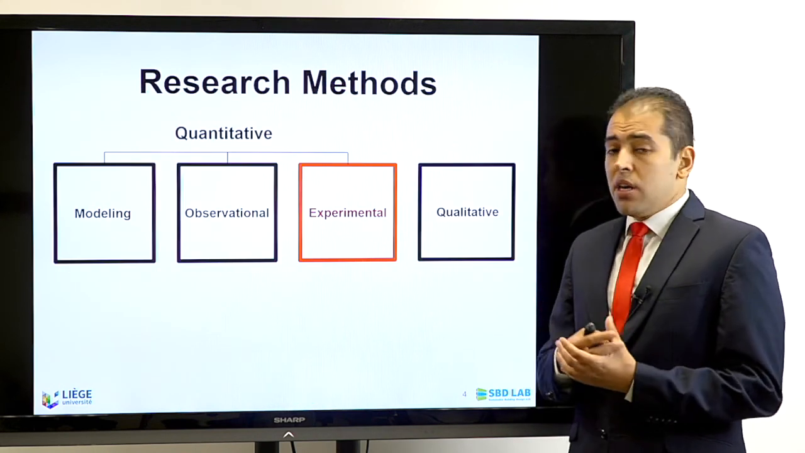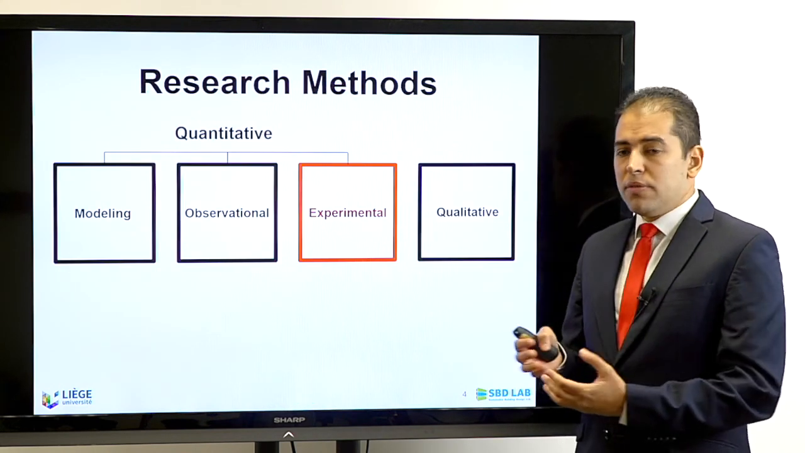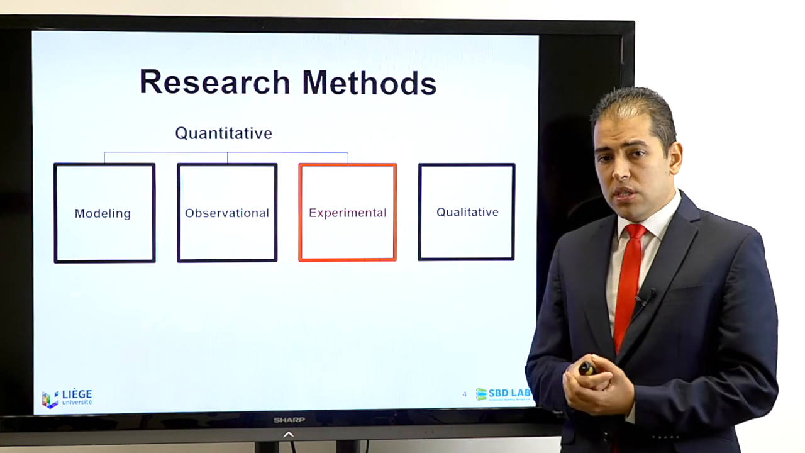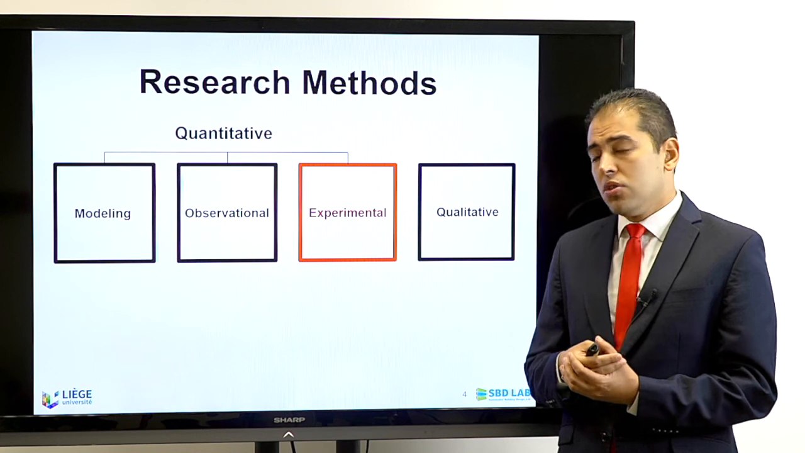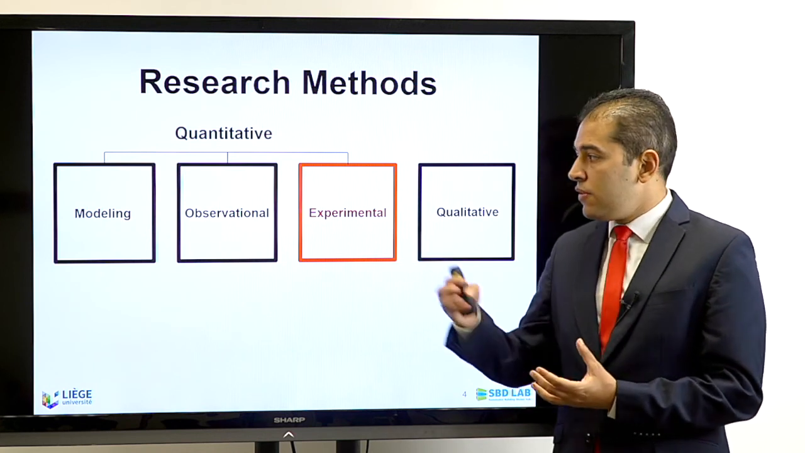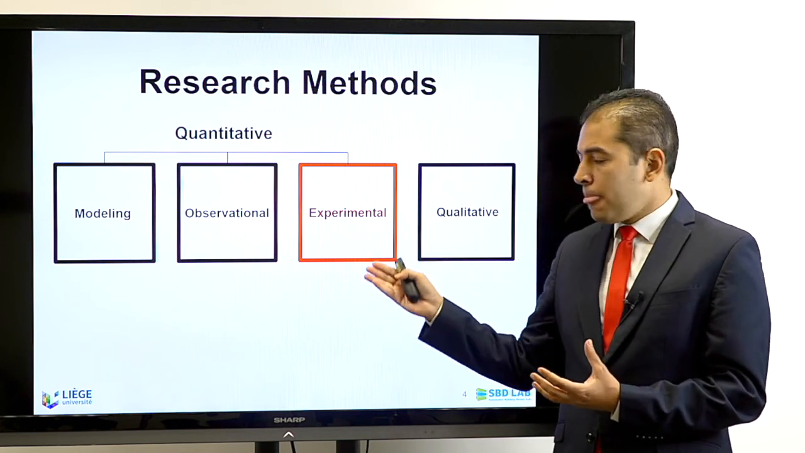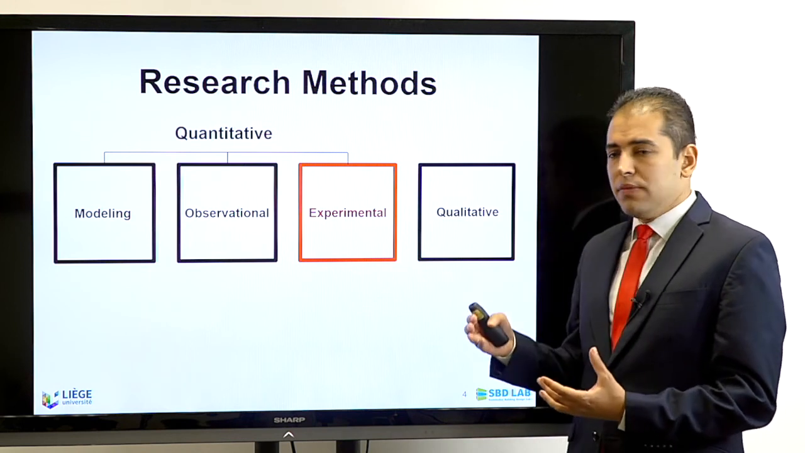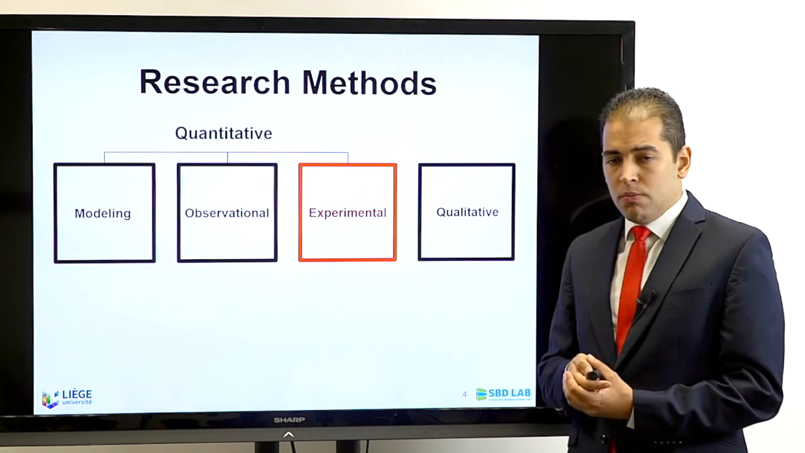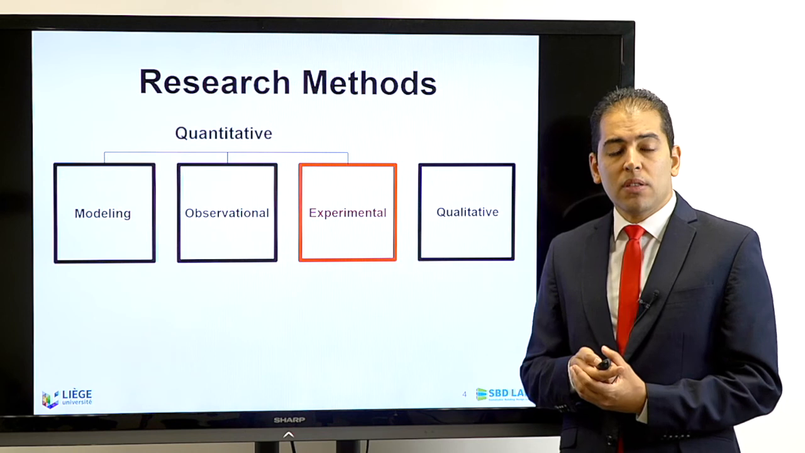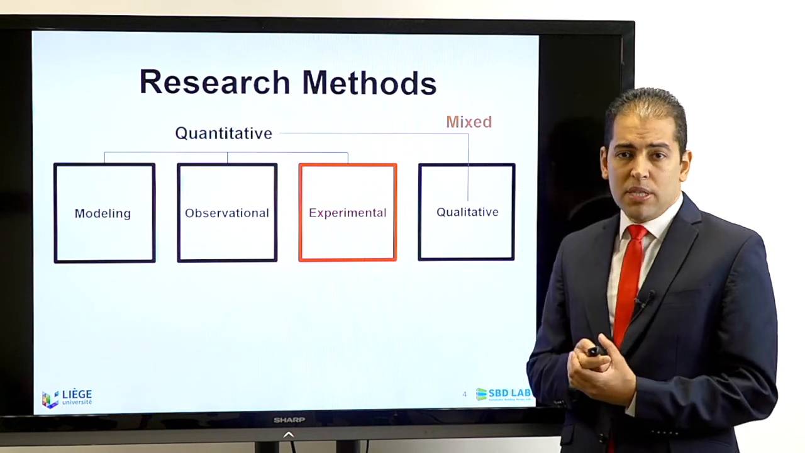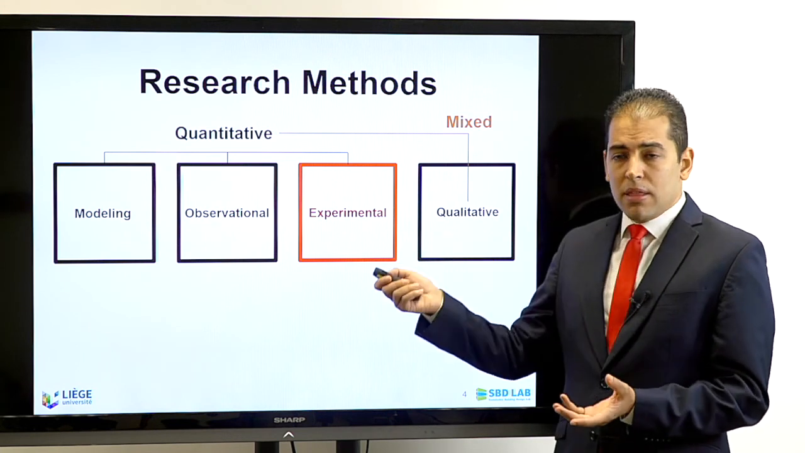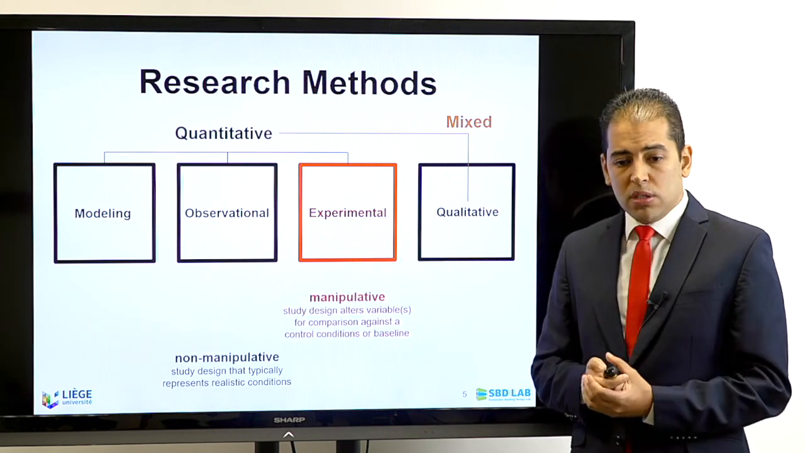Today's presentation is part of the experimental research series. As we mentioned before, there are two families of research: the qualitative research, involving modeling and observation, and the experimental research. The second family is quantitative research. In this series, we focus on experimental research. For sure, this involves mixed approaches that can combine methods from the quantitative or the qualitative approach.